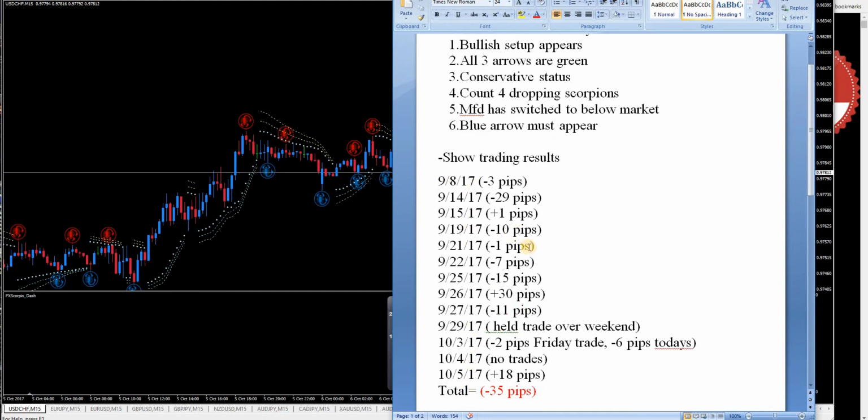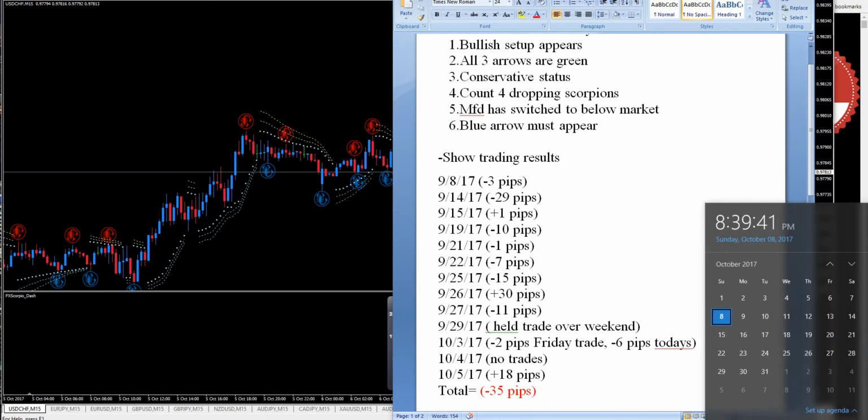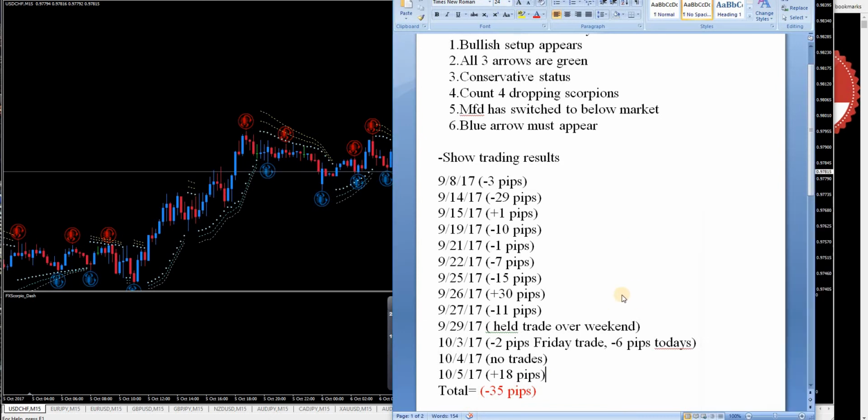All right, as you can see here, these are, like I said, every day that we've traded. You can see here -3, -29, +1, -10, -1, -7, -15, +30, -11. This was the 29th when I held that trade over the weekend. That trade ended up in a -2 pips, and that day we also took another trade for -6 pips. 10-4, no trade. 10-5, 18 pips, and what was Friday? 10-6. I also watched the market on 10-6, but we didn't get any trade setups on the 15-minute charts. And I believe 10-5, I was also looking at 15-minute charts as well.